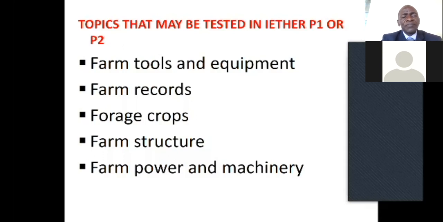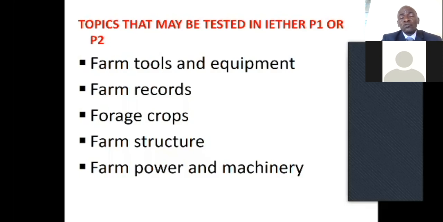For example, feeding records, also health records. So in a hidden way, farm records is tested in paper 2. Therefore, when preparing for paper 2, also please visit farm records, especially those that have got to do with livestock production. Forage crops is also partially tested in paper 2.